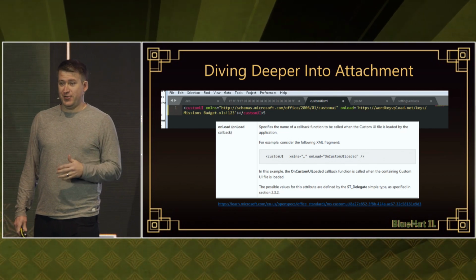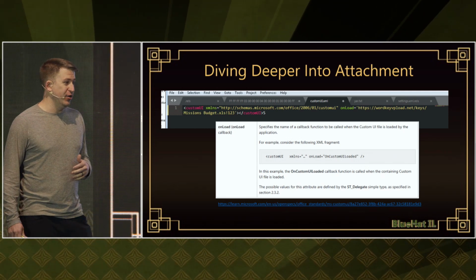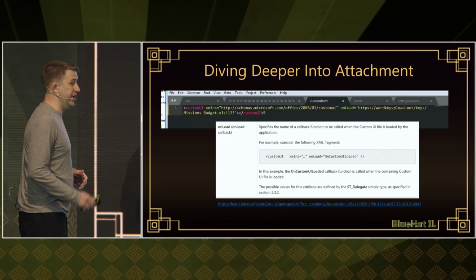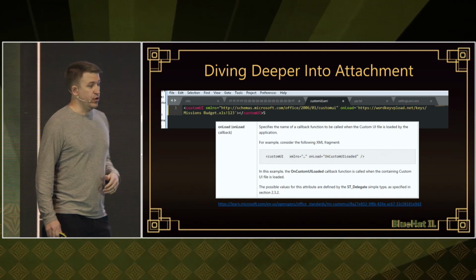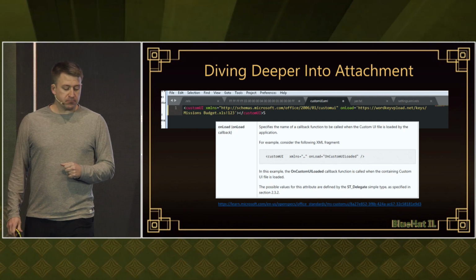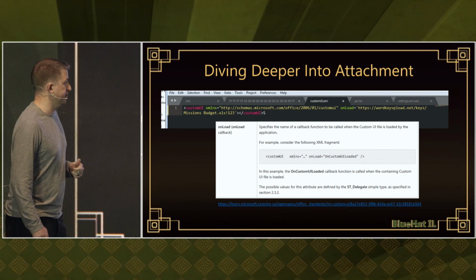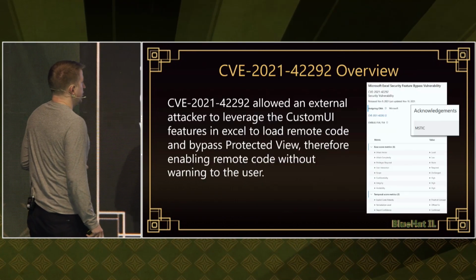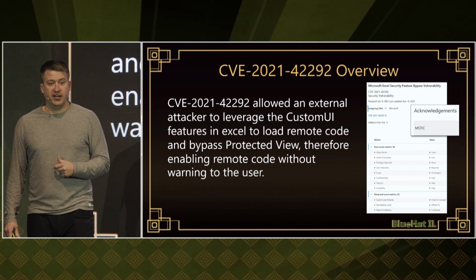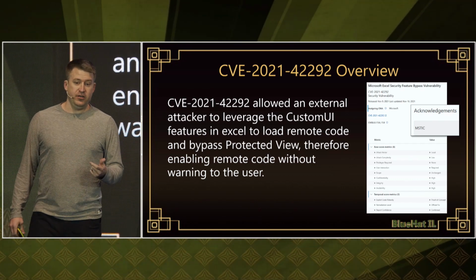Well, as you can see on the screen here, the thing that is pointed at in the onload parameter is not actually local. It's hosted on a remote spreadsheet. And so when the document was opened, the custom UI element rendered and then downloaded a secondary spreadsheet. The interesting part about this was that the secondary spreadsheet is not loaded inside a protected view, hence the no gold bar.